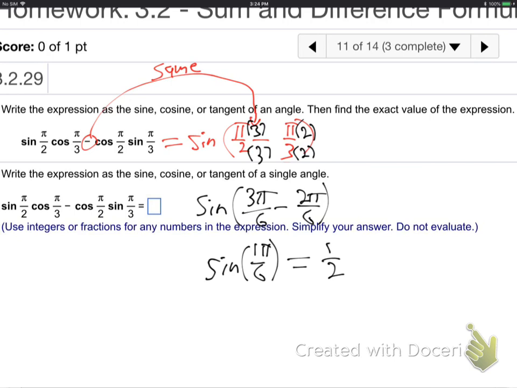Everybody see what I did there? Right? Sine, cosine, cosine, sine. That's the sine of two angles added or subtracted. Whatever sign's in the middle, minus, same, minus. Common denominator, boom. So my homework says sine of 5 pi over 12.